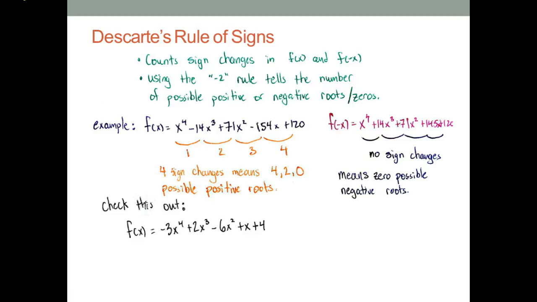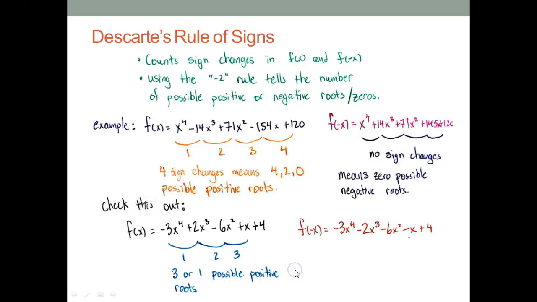So let's check this out. Let's take a look at another example. So let's count how many sign changes we have here. I have 1, 2, and then 3. These are both positive, so it's not another sign change. So by using the minus 2 rule, that means I have 3 or 1 possible positive roots. Awesome. So let's take a look at the negative.